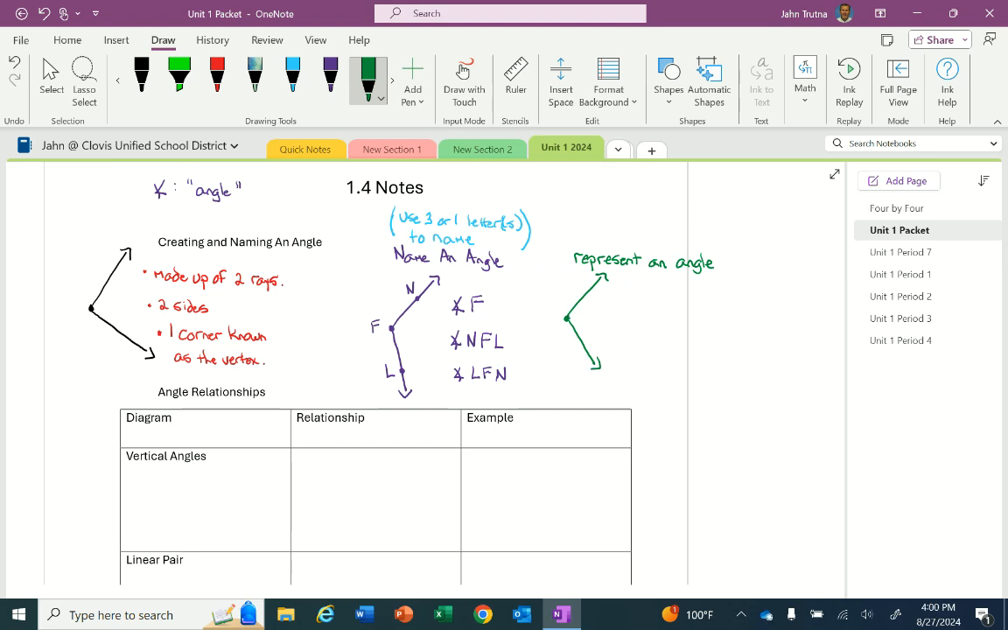Notice how I created that angle. I drew 2 rays. Both of the rays started at the same point. I'm going to draw another angle over here, just like I kind of did the first one. There's a ray. There's a second ray.